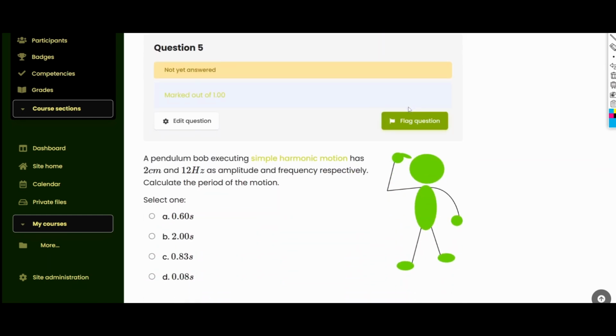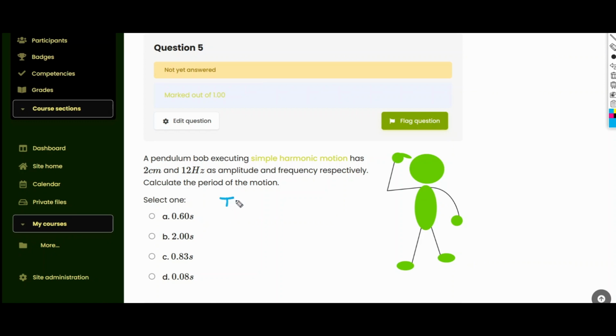So the next question, question 5. A pendulum ball executing simple harmonic motion has 2 centimeters and 12 hertz as amplitude and frequency respectively. Calculate the period of the motion. So we are given the amplitude and the frequency. So calculate the period of the motion.